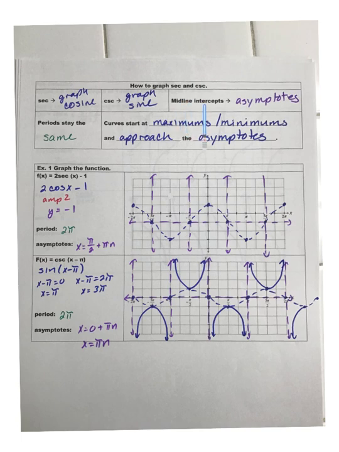Anywhere they cross the midline, so the midline intercepts, there's going to be an asymptote. The period for secant and cosecant stays the same as it was for sine or cosine. So if the cosine had a period of 2 pi, the secant graph has a period of 2 pi. If the sine curve has a period of pi over 4, the cosecant graph has a period of pi over 4. Then the curves start at the maximums or minimums and approach the asymptotes.